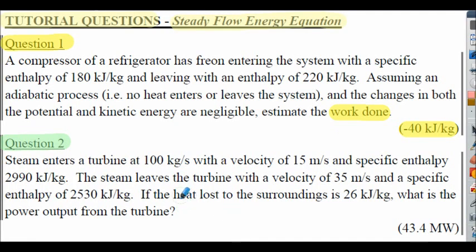Question 2, we're asked to calculate the heat lost. Now in mathematical terms, heat loss is a negative value, but because it specifically says loss, that's stated as positive here, 43.4 megawatts. That's the heat lost to the surroundings. I would encourage you to stop the presentation and attempt questions 1 and 2, but I will very briefly show you the full worked solutions on the following slides.